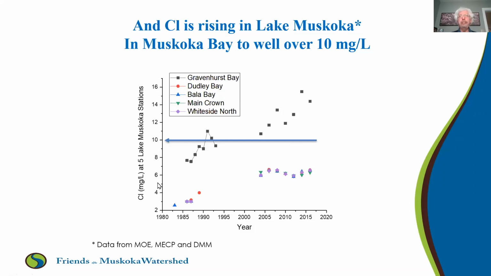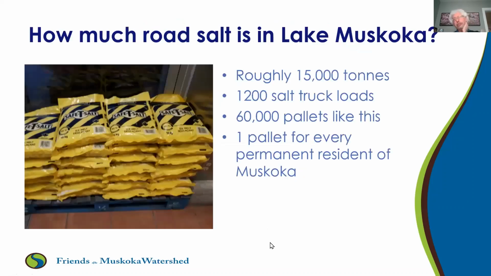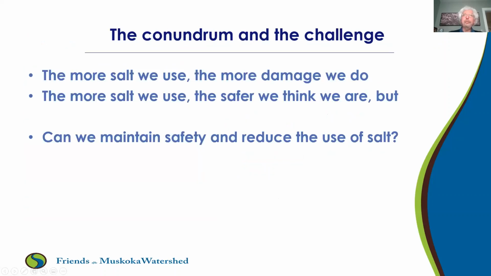but how much road salt does that actually represent? I just thought you can take the chloride levels in the main body of Lake Muskoka and know that it's all associated with sodium, and calculate, given the volume of the lake, that there's about 15,000 tons of road salt in solution in Lake Muskoka right now, which is about 1,200 salt trucks worth, or 60,000 pallets that look like this. It's about 1 pallet for every permanent resident in Muskoka.